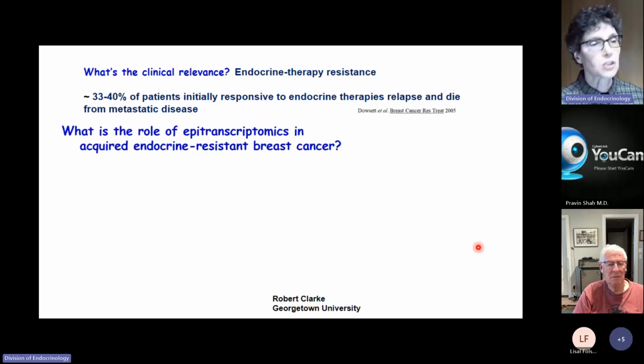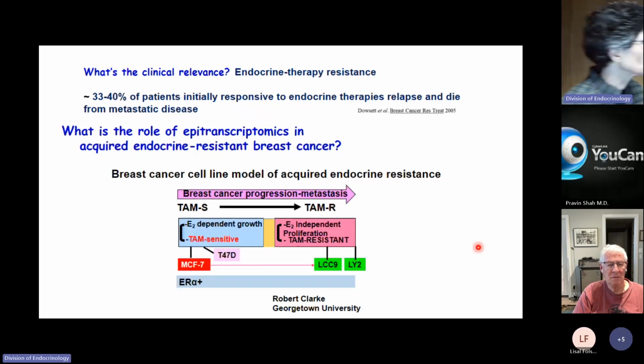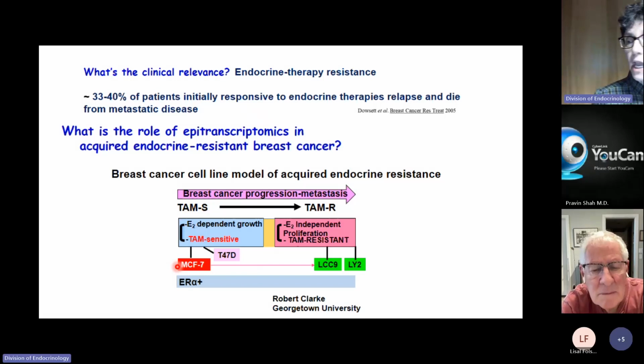So my question was, well, what's the role of transcriptomics in acquired endocrine resistance in breast cancer? And to address that question, we use a cell line model system, starting with MCF7, which are luminal A estrogen receptor positive breast cancer cells. So they require estradiol for their growth, and their growth is inhibited by the anti-estrogen or endocrine therapy tamoxifen, as well as fulvestrant, a selective estrogen receptor degrader.